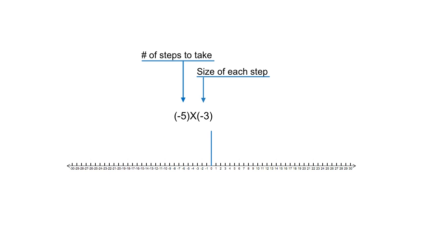Finally, let's talk about the situation where both the number of steps and the size of each step are negative. Talking this through, the size of each step being -3 means we would normally go to the left. But because the number of steps are flipped, this is going to take it back to the right. Both of them being negative is always going to make it positive.